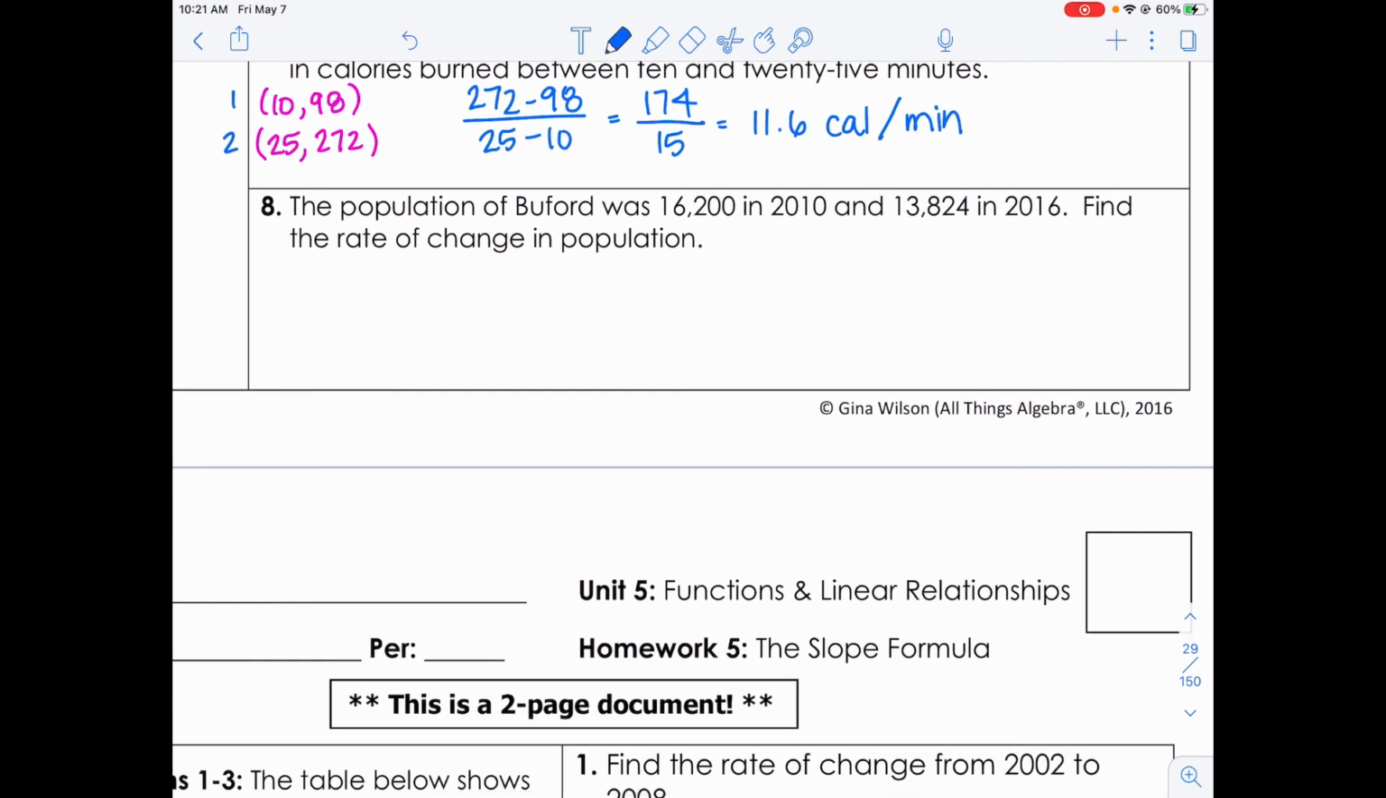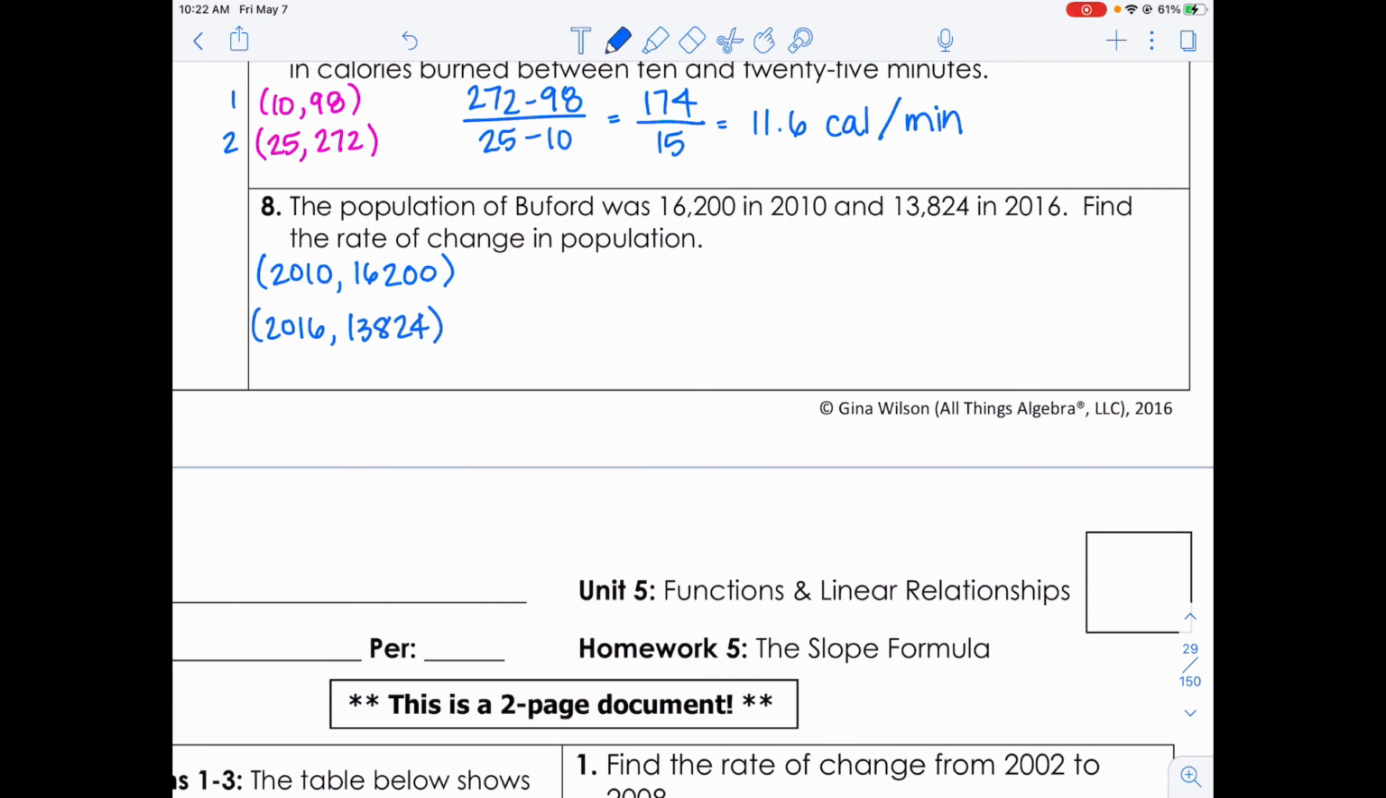On number 8, the population of Beaufort was 16,200 in 2010 and 13,824 in 2016. Find the rate of change in the population. So same thing, we're going to write our ordered pairs. Time, which is the years, is 2010. So that will be my first X value in an ordered pair. And then the population is the Y value. So that is 16,200. My next ordered pair, 2016, is the time. And then my population is 13,824.